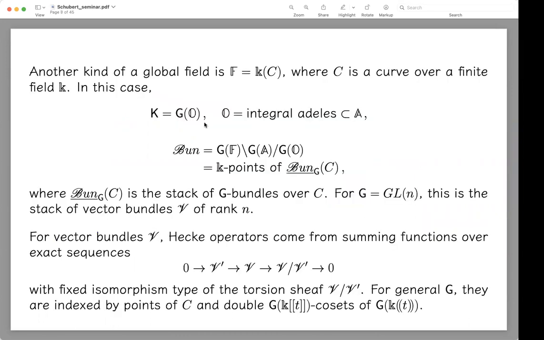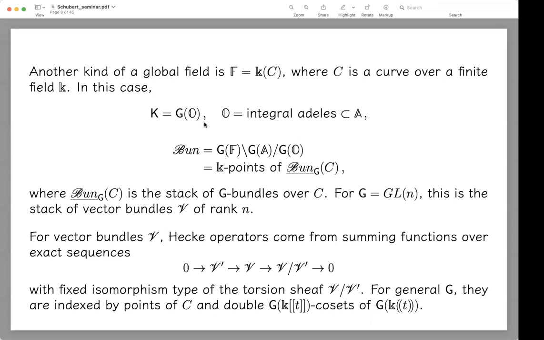So another kind of global field is if I take a curve defined over, so let little k be a finite field, and I have a curve defined over that finite field, then the functions on this curve would form a global field. So my F would be functions on some curve defined over a finite field, and then the maximal compact subgroup is simply the group elements with values in the integral adeles of my global field. And in this case, this double quotient also has a very concrete geometric description.